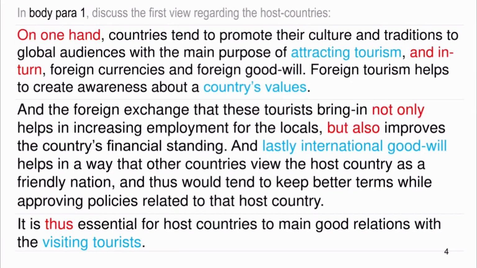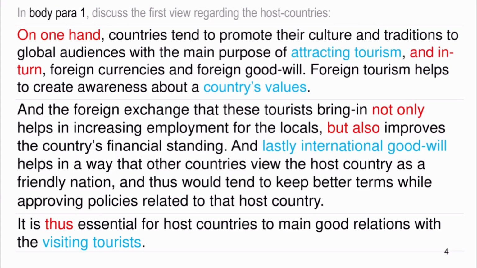In Body Para 1, discuss the first view regarding the host countries. On one hand, countries tend to promote their culture and traditions to global audiences with the main purpose of attracting tourism and in turn foreign currencies and foreign goodwill. Foreign tourism helps to create awareness about a country's value. And the foreign exchange that these tourists bring in not only helps in increasing employment for the locals, but also improves the country's financial standing.